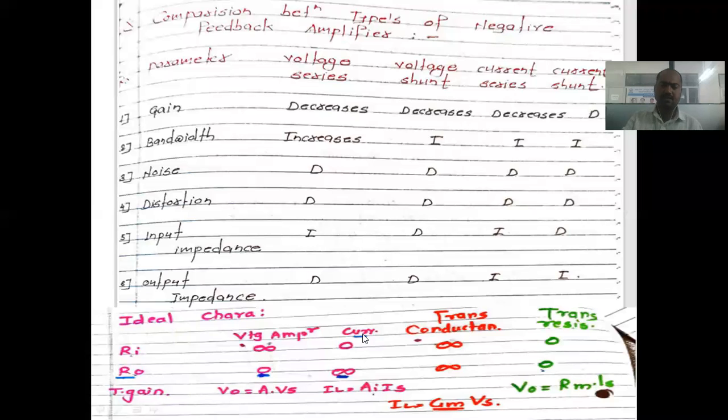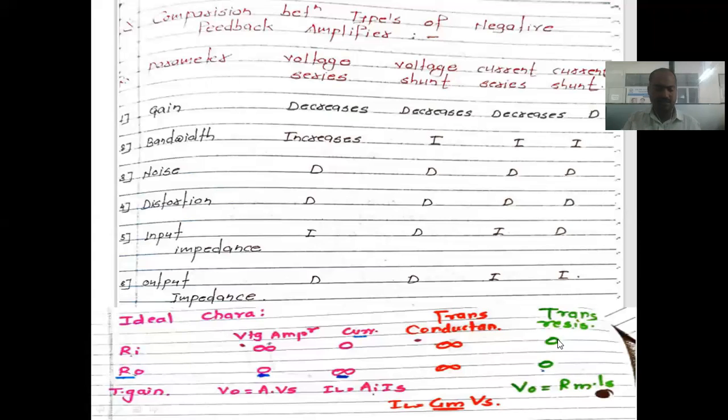When the current amplifier comes, its gain is the current gain of the particular amplifier into whatever the input applied. The input applied is nothing but an input current. So current gain into input current. For the transconductance amplifier, it is GM into VS. GM is called the conductance, into the applied input voltage. This is nothing but a transconductance amplifier.